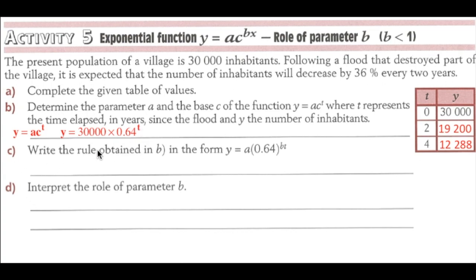So then it says, write the rule obtained in B in the form y equals a times c. It should say c here. I don't know why they're giving us that it's 0.64. So y equals a times 0.64 to the power of bt. The decrease in population is happening every 2 years, so the period of decrease is every 2 years. So we end up getting y is equal to 30,000 times 0.64 to the 1/2 t.